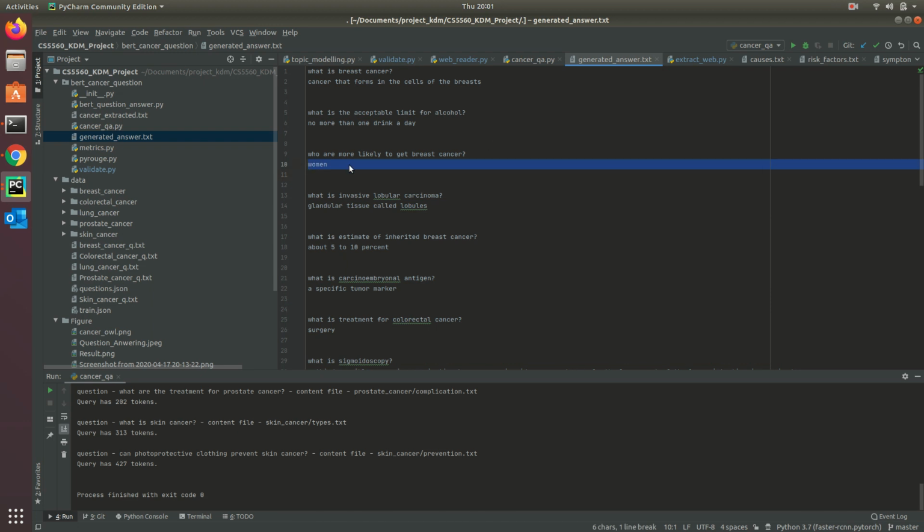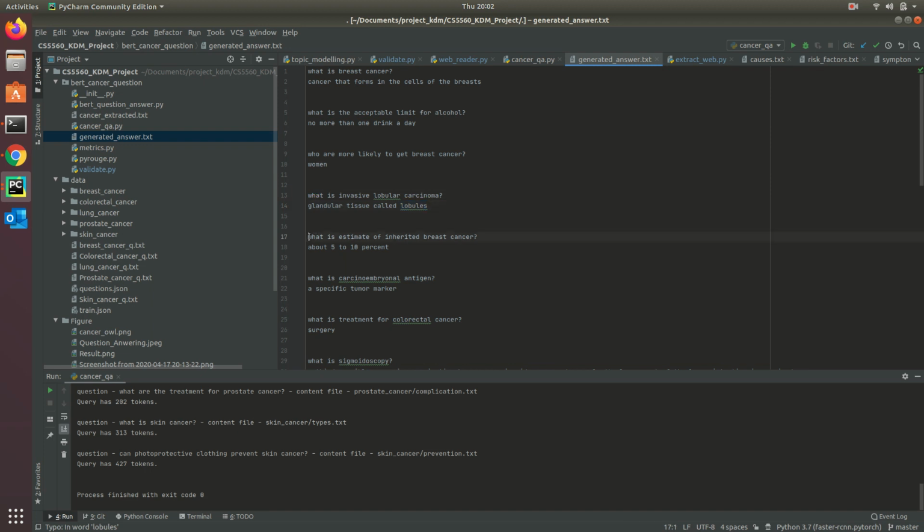Although this passage does speak about the possibility of men having this type of cancer, it's still predominantly looking at women. It clearly said women have a high risk of getting this cancer, and that has been rightly extracted. And we also asked the question, what is invasive lobular carcinoma, and it does speak about it. It's about a granular tissue called lobules.